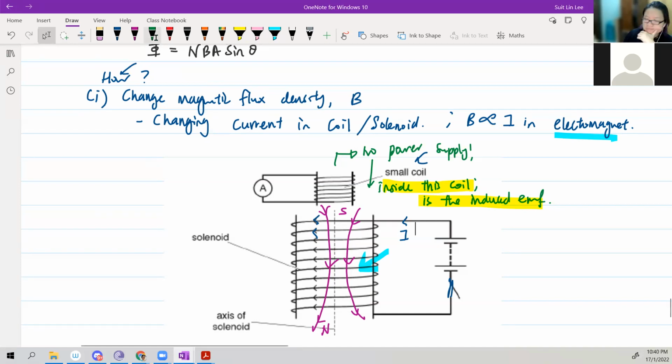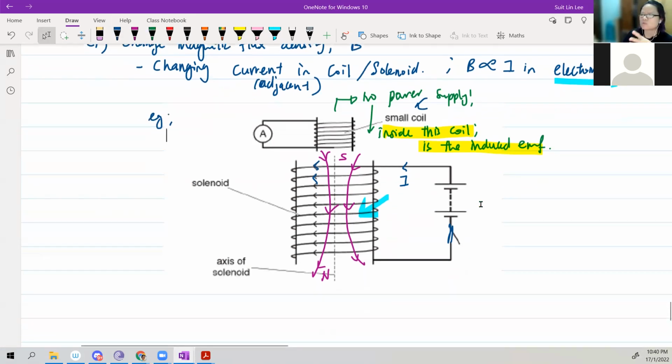So we can change the current in a neighboring coil. Adjacent neighbor. Okay, so this is an example. All right. Then you're like, teacher, what's so susah? Can I not just bring the small coil and put it far away and bring it closer and put it far away and bring it closer? Like what you did for the magnet bar.